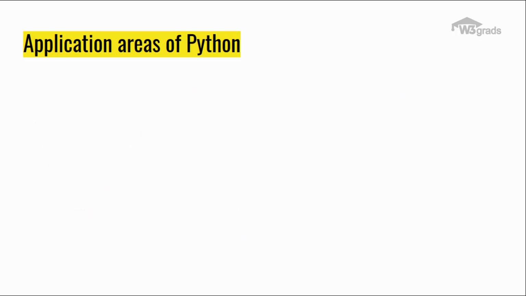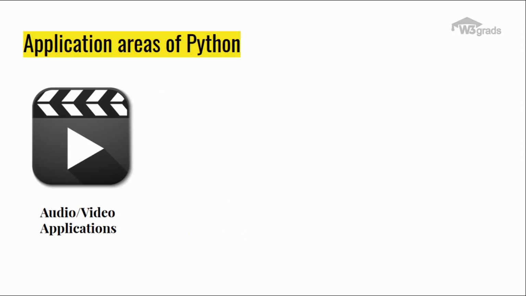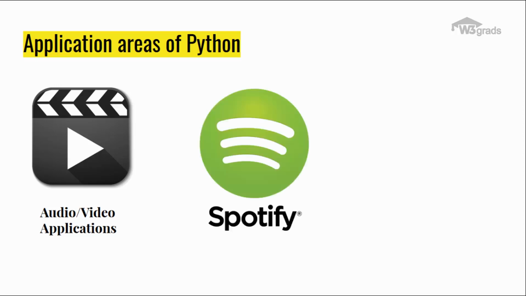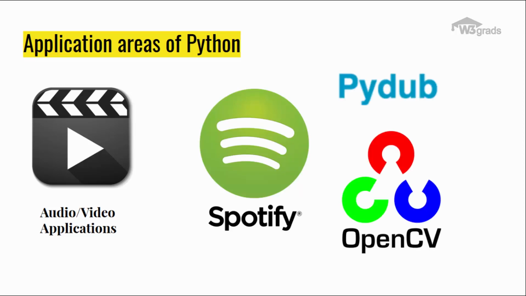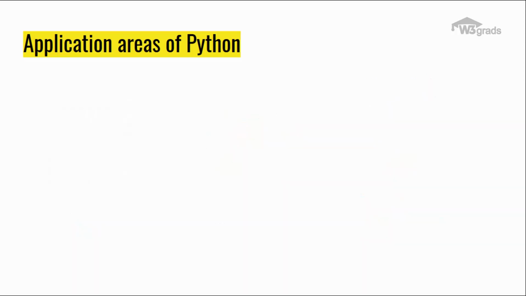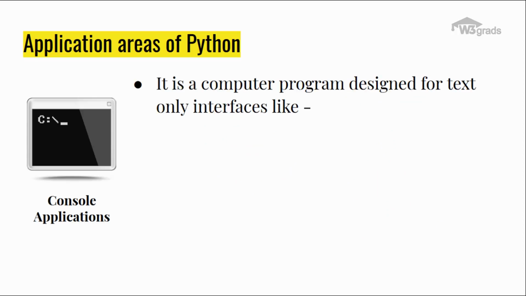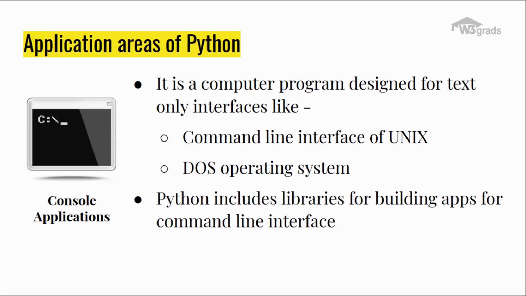The fifth application area of Python is audio-video applications. Python is a sought-after programming language for creating audio and video applications. An example of this is the Spotify app that's built using Python programming language. Some of the Python libraries such as PyDub and OpenCV support building audio-video streaming apps with high-level functionality. Then, we have the sixth area of application of Python programming language, which is console applications. A console application is a computer program that's designed for text-only interfaces, such as the command line interface of Unix and DOS operating systems. For building console applications, there are advanced Python libraries that help in the development of fully fledged apps for the command line interface.